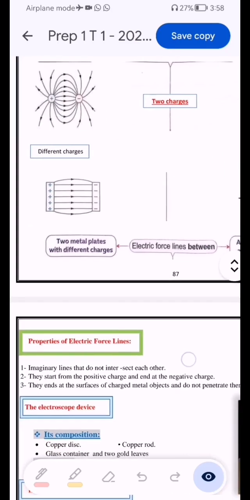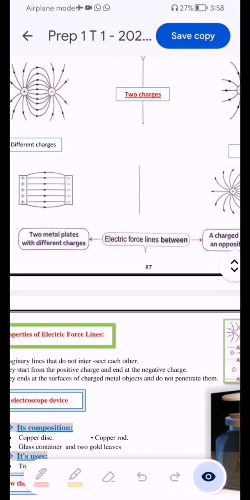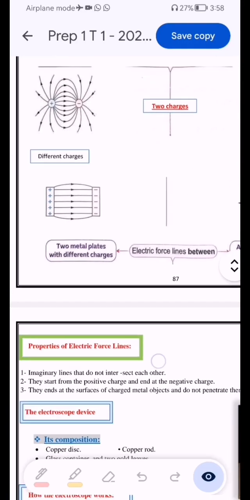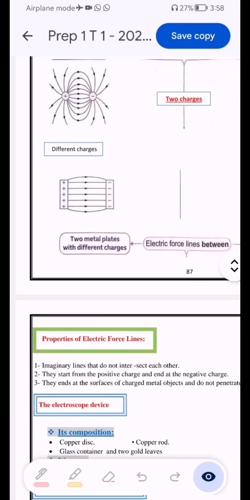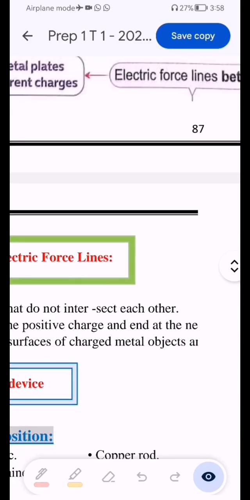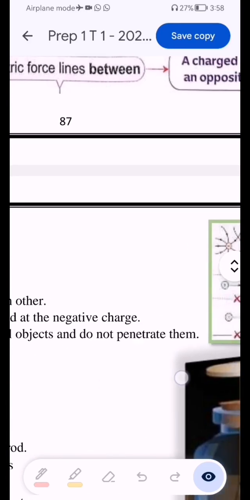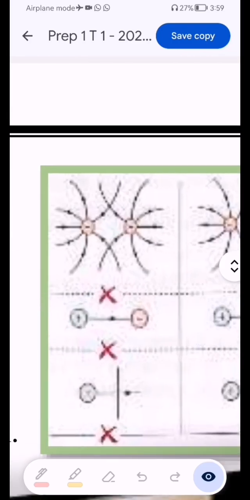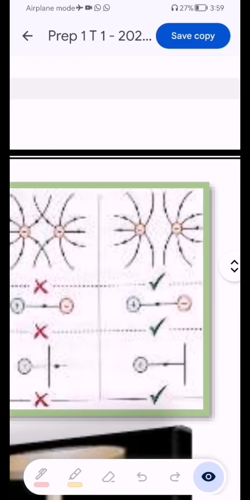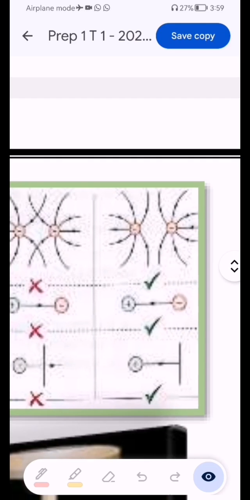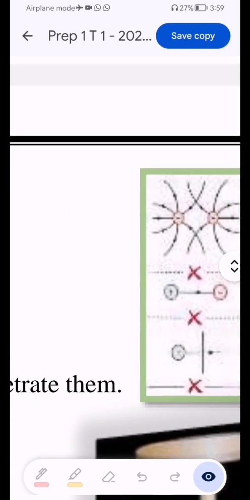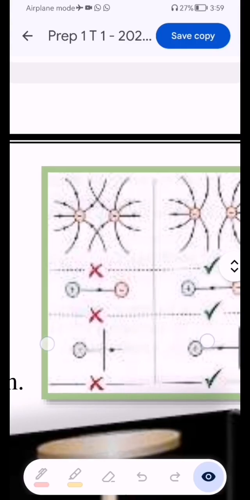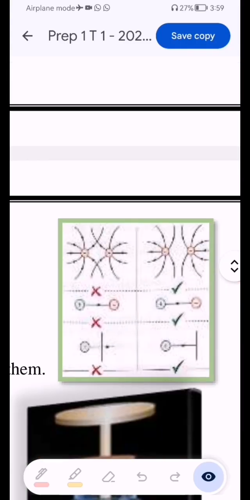So what are the properties of electric field lines? We said number one, they are imaginary lines, not found in real life, okay? And they don't intersect each other. Like if we have the same charges and they repel each other, they do not intersect. This is wrong. Look at this. This is wrong. They do not intersect each other, but move away from each other, okay? Number two, we said the electric field starts from positive to negative. So we will make the arrow from positive to negative.